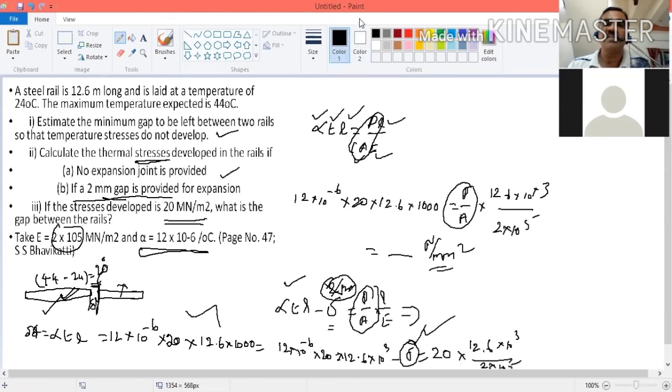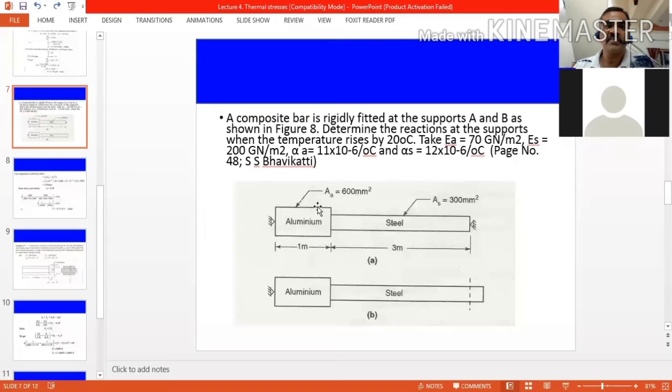Now we'll see another problem: aluminum bar and steel bar. Here aluminum bar is 1 meter, steel bar is 3 meter. The aluminum cross section area is 600 millimeter square. Steel cross section is 300 millimeter square. Both ends are rigidly fixed. It is not allowed to expand. Now the temperature is raised by 20 degrees Celsius.